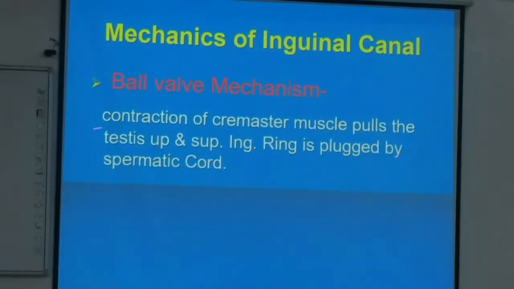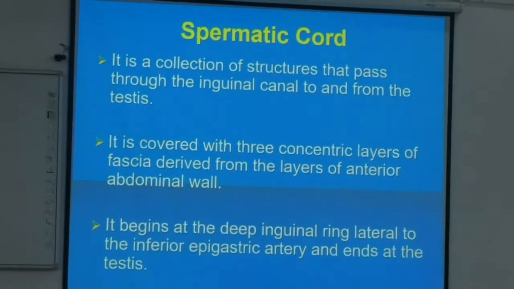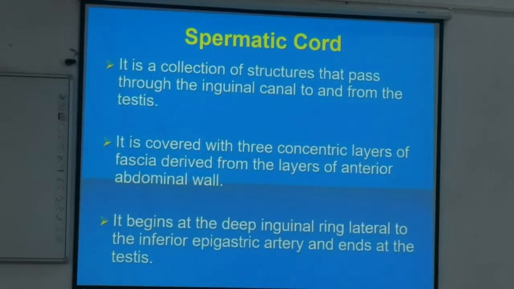Next there is ball valve mechanism. There is contraction of cremasteric muscle which pulls the testis up, and superficial inguinal ring is plugged by the spermatic cord. That also prevents the herniation of contents of abdomen through the inguinal canal. Okay, so these are the mechanisms. Next we go to the contents. First is spermatic cord.